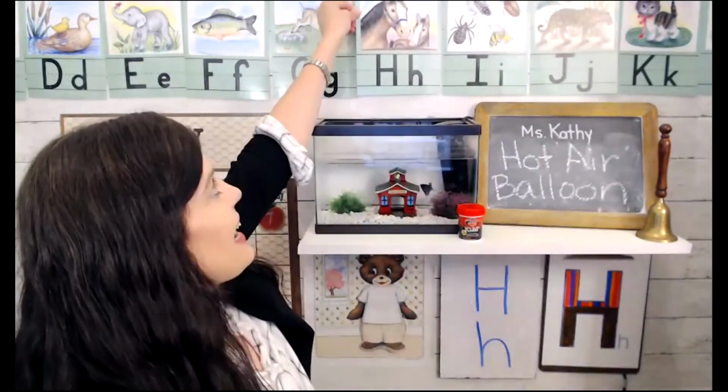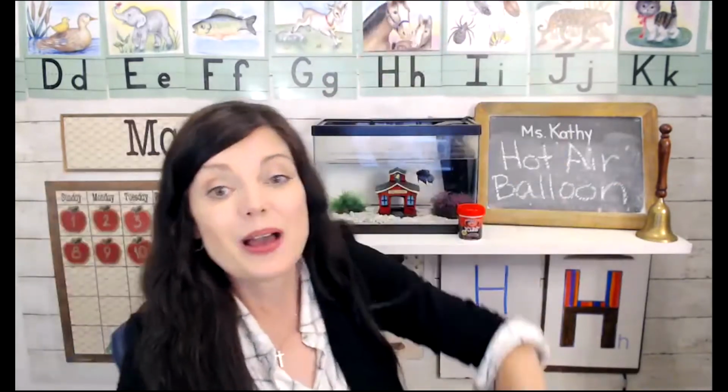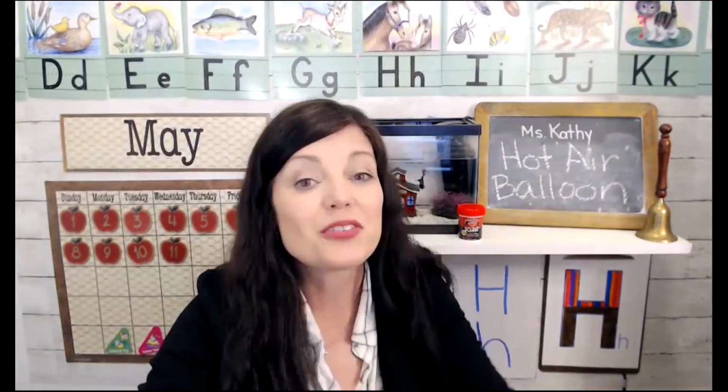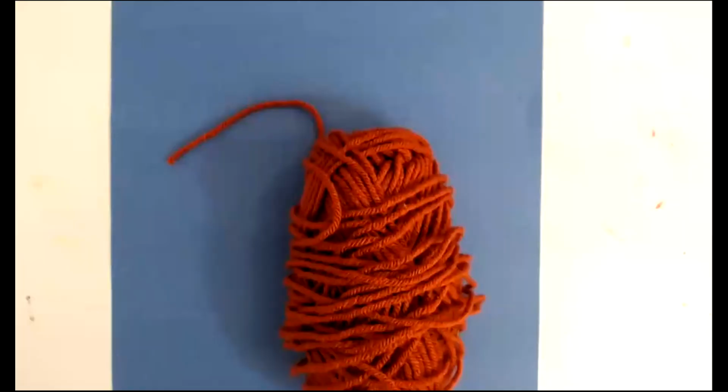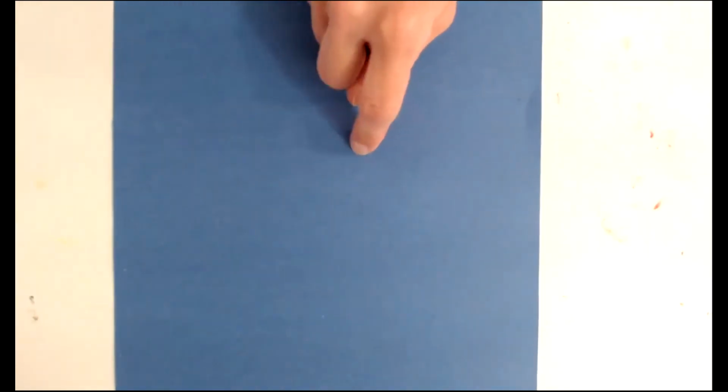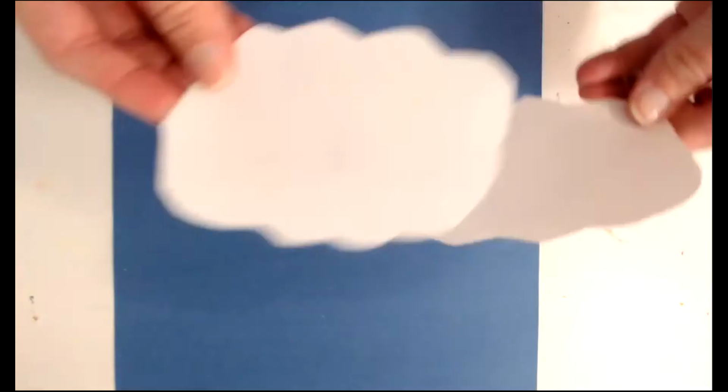So that was our letter time for today. And I have a fun art project that you might want to do. So let's head on over to the art table. For art today, we're going to be making a hot air balloon scene. I'm going to start with a piece of blue paper. Then I'm going to cut out two cloud shapes from white paper. I'll glue those at the top like this.